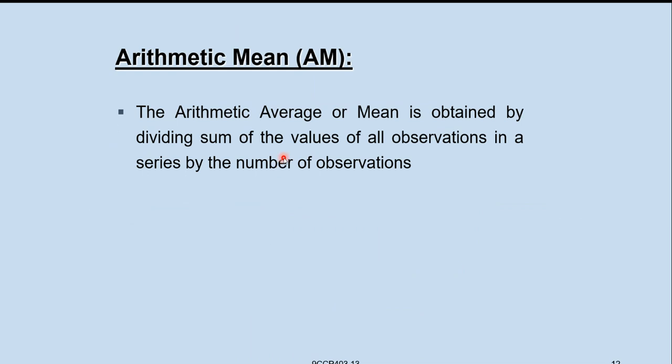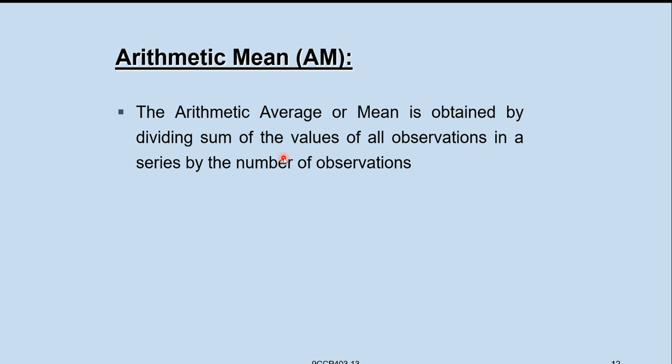Now, arithmetic mean. The arithmetic mean, average or mean is obtained by dividing the sum of the values. We get the arithmetic average or arithmetic mean by summing up all the values given in the data. First of all, we have to add all the values and then divide by the number of values.